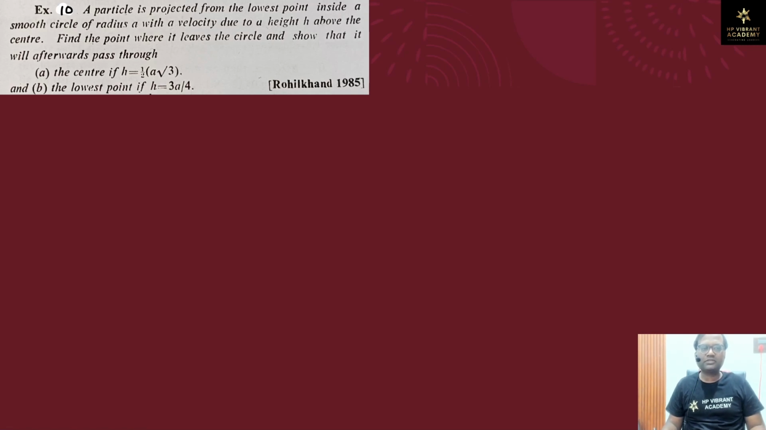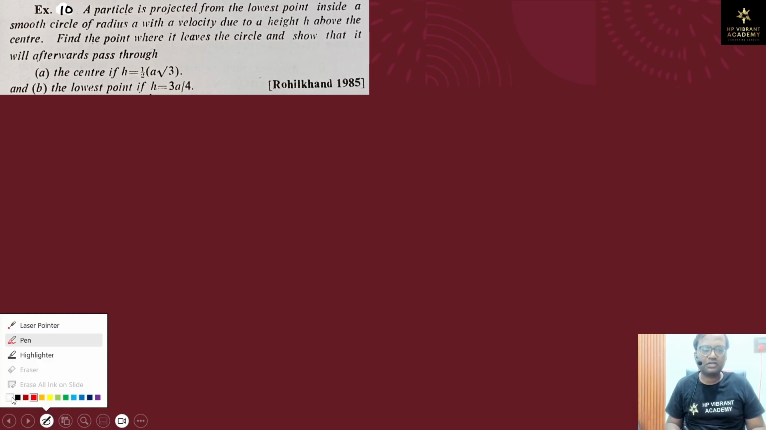In the last lecture we have discussed up to question number 9. So we will discuss question number 10 onwards in this particular lecture. Basically we are discussing the problems on constraint motion. So let's start our discussion.